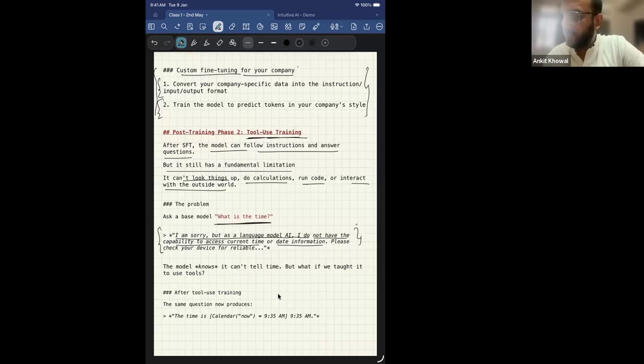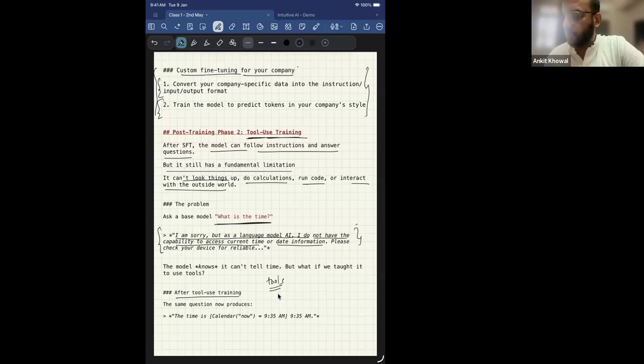The model knows it can't tell time, but what if we taught it to use tools, right? So after tool use training, we teach the model how tool calling happens. During this phase, we teach the model how to call the tools. So where are these tools defined, right? These tools are defined in the server where the model is hosted itself. Like a calculator tool will be available, a search tool will be available, and we teach the model how to look up, call those tools or those functions, and get the answers.